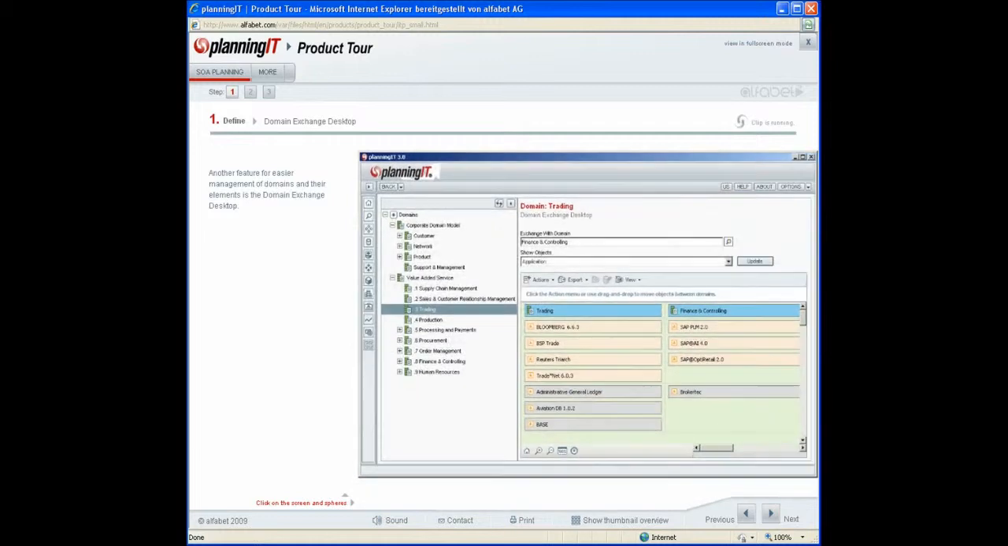Another feature for easier management of domains and their elements is the Domain Exchange desktop. Use the Domain Exchange desktop to easily move or copy elements from one domain to another.